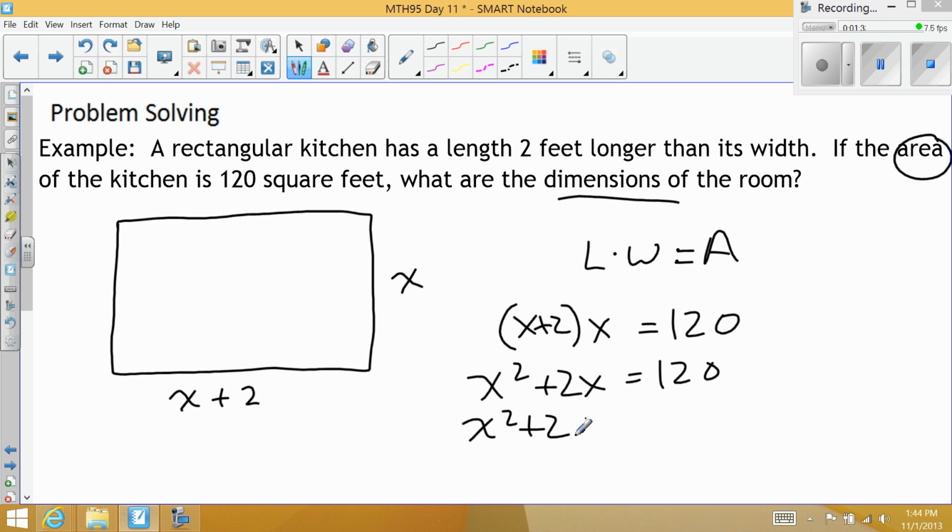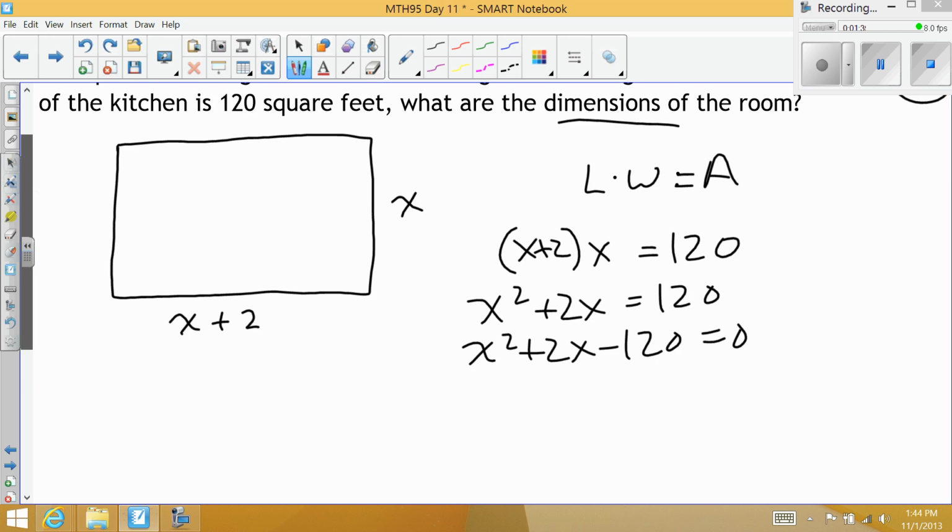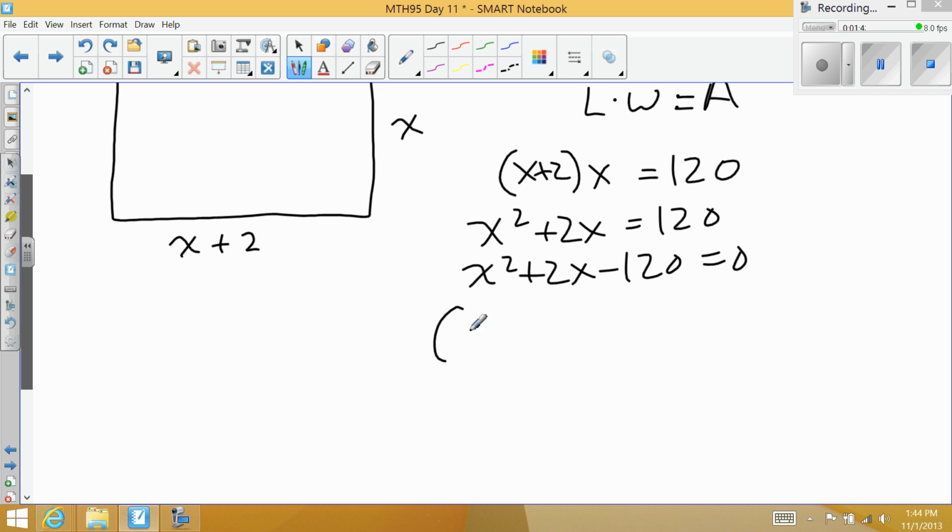x squared plus 2x minus 120 equals 0. Once we've got it set equal to 0, we can factor. I'm thinking 10 and 12. They multiply to 120, and if one's positive and one's negative, I should be able to get a difference of 2 there. So I'll write down my 10 and 12. I want a plus 2x, so I'll make the 12, the larger one, the plus, and the 10, the smaller value, the subtract. That way they multiply to negative 120 and add up to positive 2x. And again, this is an equation, so it's set equal to 0.